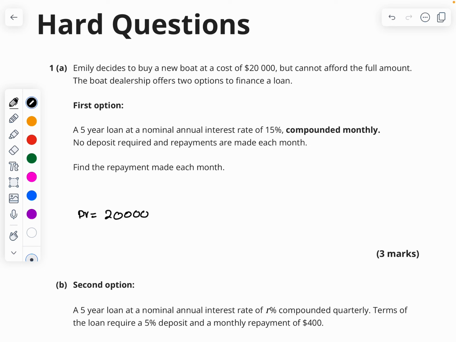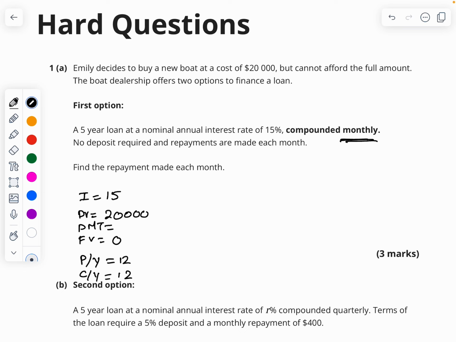But she cannot afford to pay the full amount. The boat dealership offers two options: a 5-year loan at a nominal interest rate of 15%. So I equals nothing but how much? 15. No deposit is required, and payments are made each month. If payments are made each month, P/Y equals 12, and C/Y will also equal 12. Why? Because it is compounded monthly. 15% compounded monthly. Future value we have to calculate, that is going to be 0.